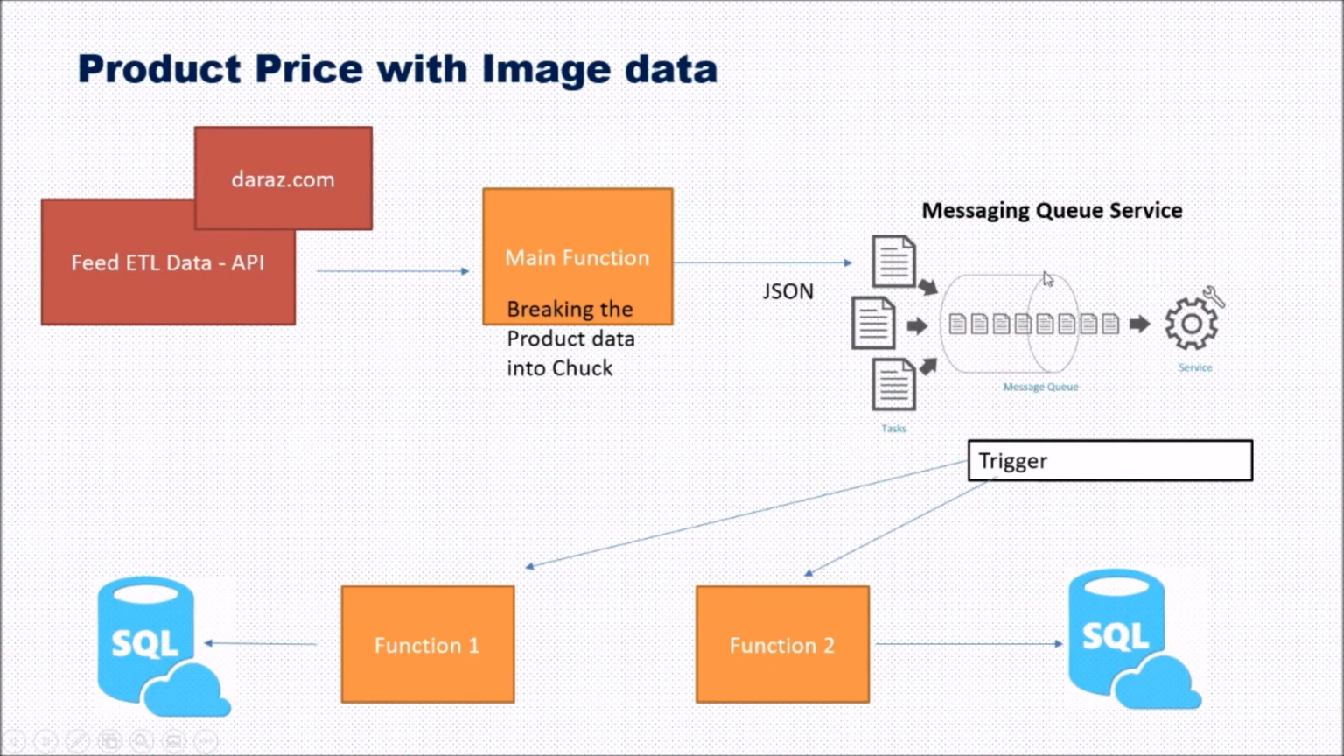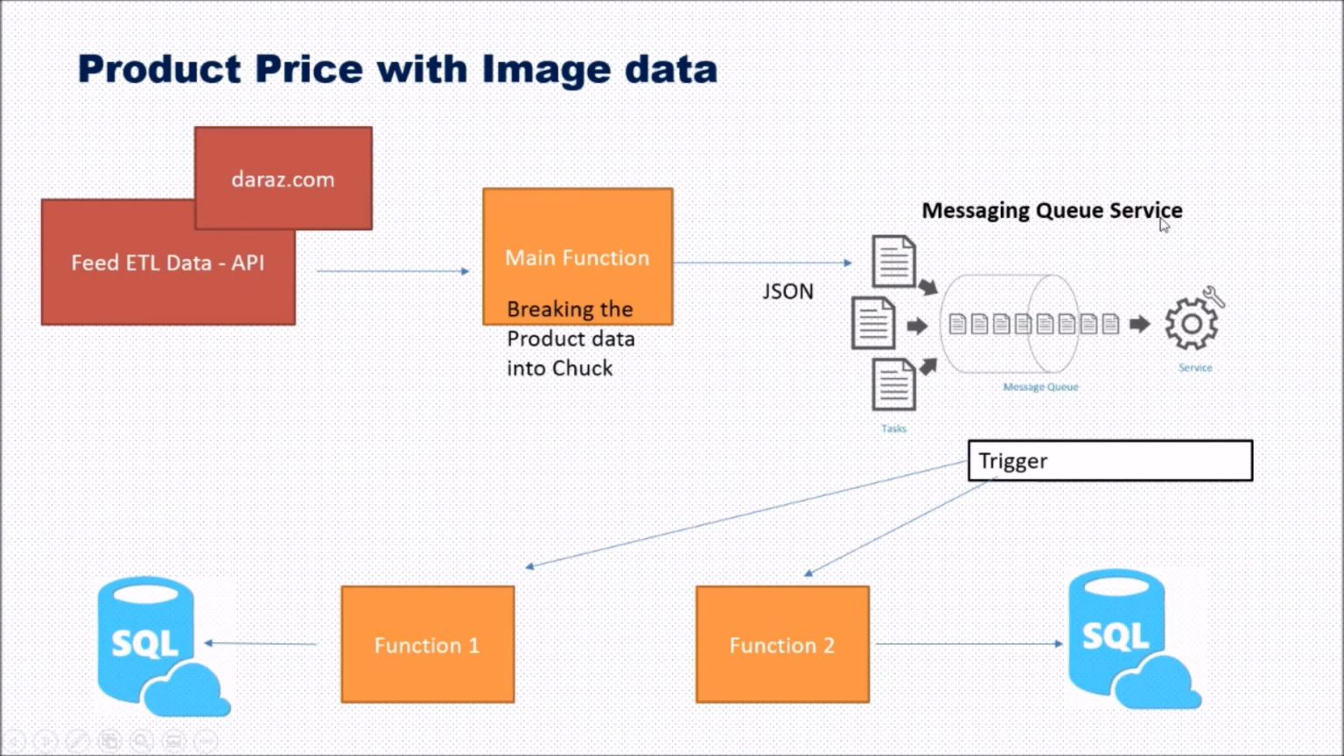Because I have 10,000 or 15,000 products. If I send in one parallel direction only, the server cannot handle the load. So for making a distributed application, you are distributing your ETL data into different instances, so that your function won't break the chain. That's why we are using the messaging queue.